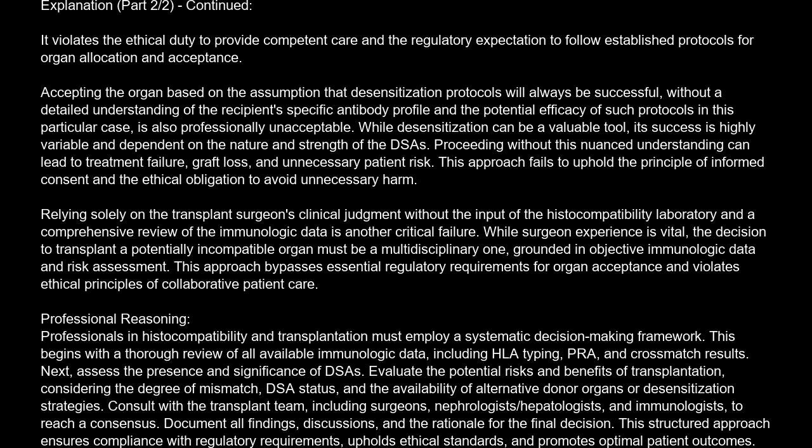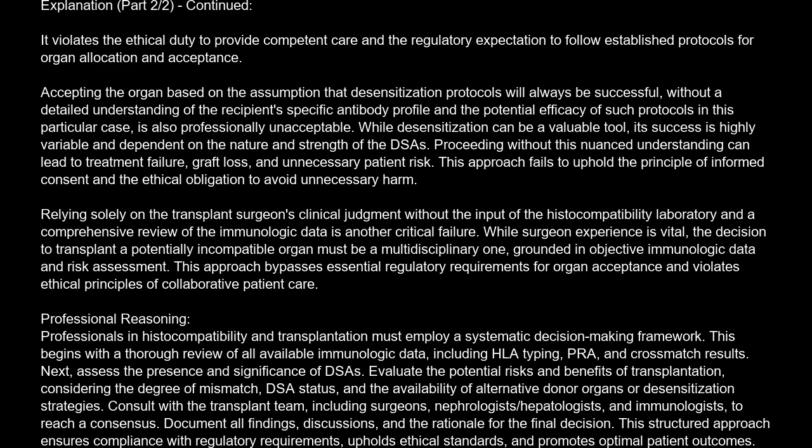Relying solely on the transplant surgeon's clinical judgment without the input of the histocompatibility laboratory, and a comprehensive review of the immunologic data, is another critical failure. While surgeon experience is vital, the decision to transplant a potentially incompatible organ must be a multidisciplinary one, grounded in objective immunologic data and risk assessment. This approach bypasses essential regulatory requirements for organ acceptance and violates ethical principles of collaborative patient care.